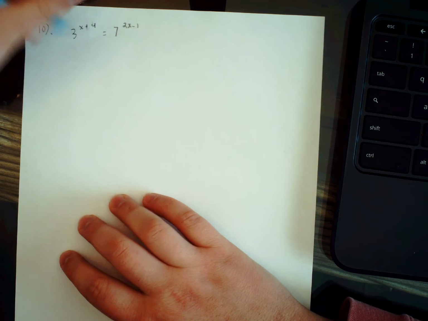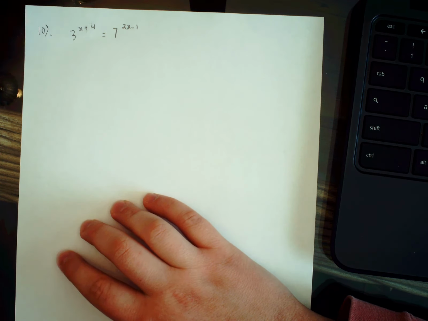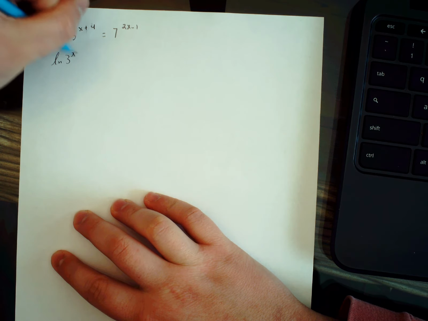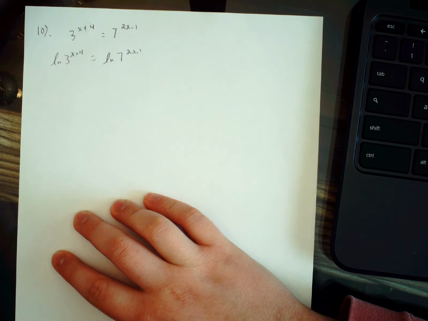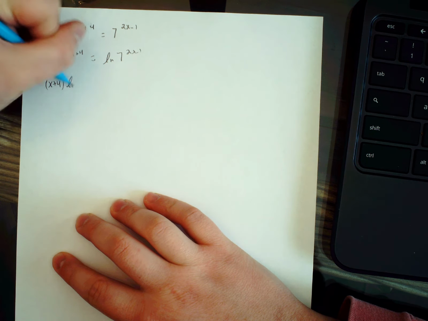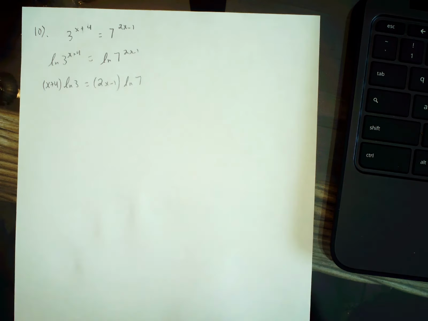First thing you're going to want to do is look to see if you can have common bases. You can't here. There's nothing that you can really change 3 or 7 into. So what we're going to do is ln both sides. The reason we do this is to get the powers down below. So this becomes x plus 4 times ln 3 equals 2x minus 1 times ln 7.